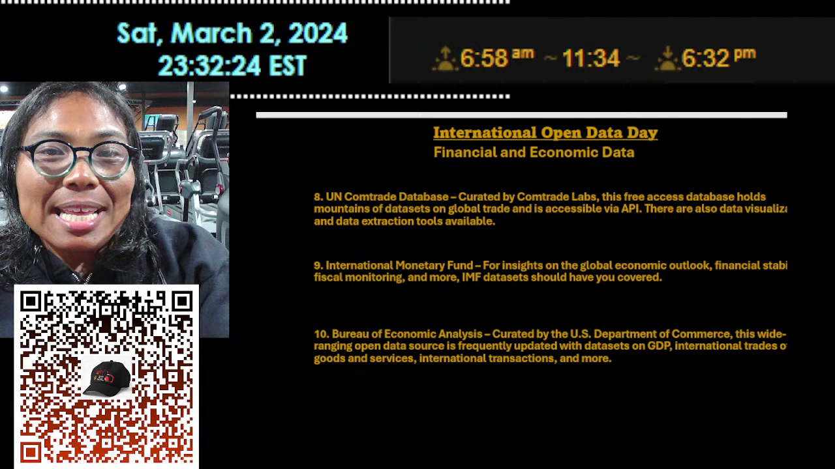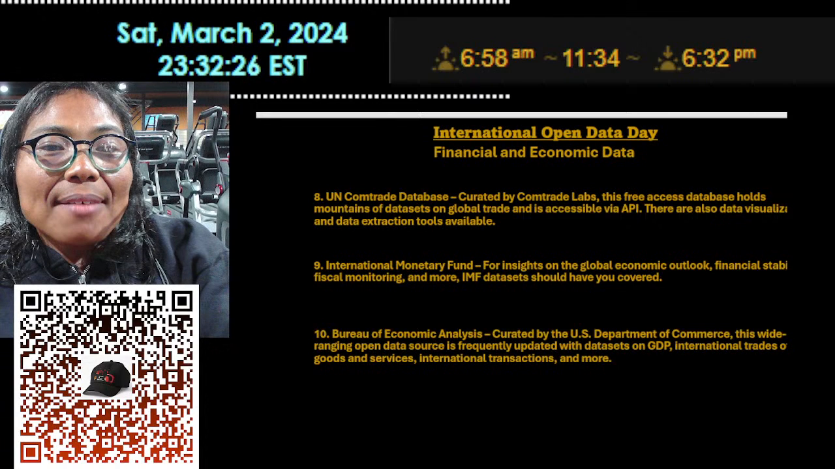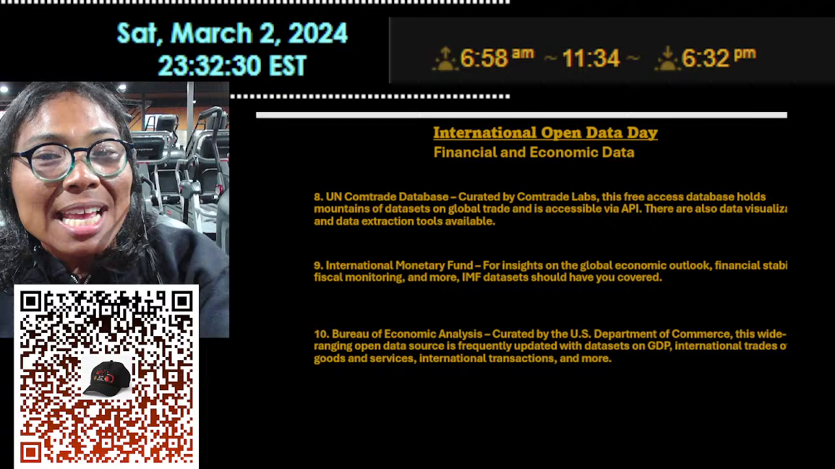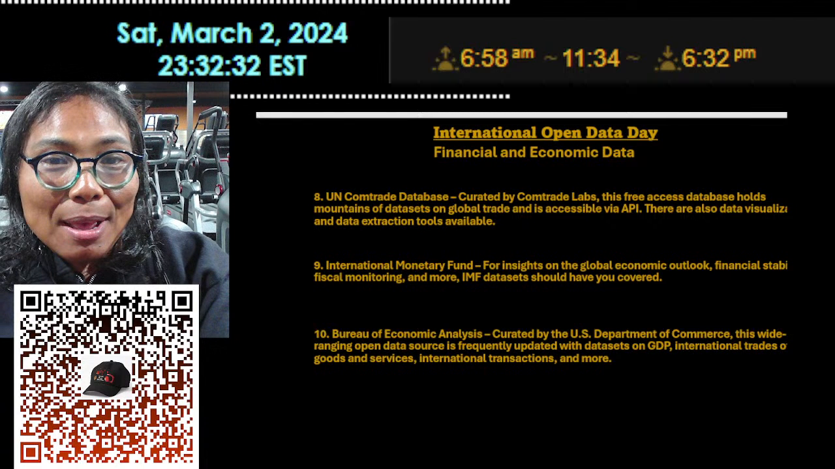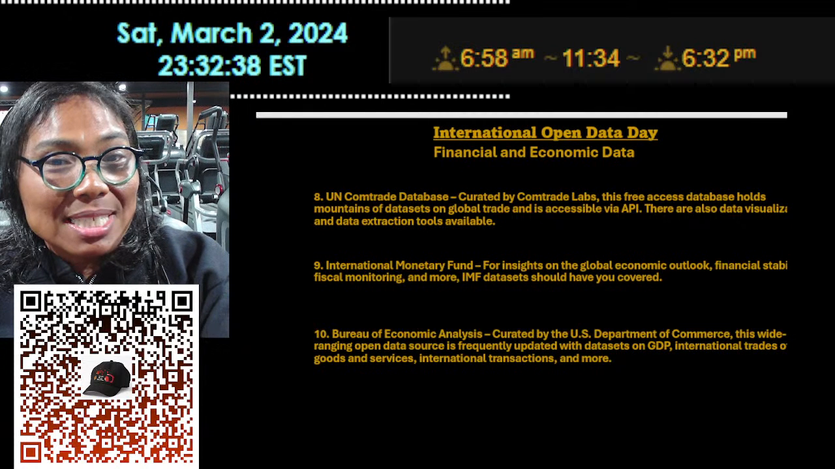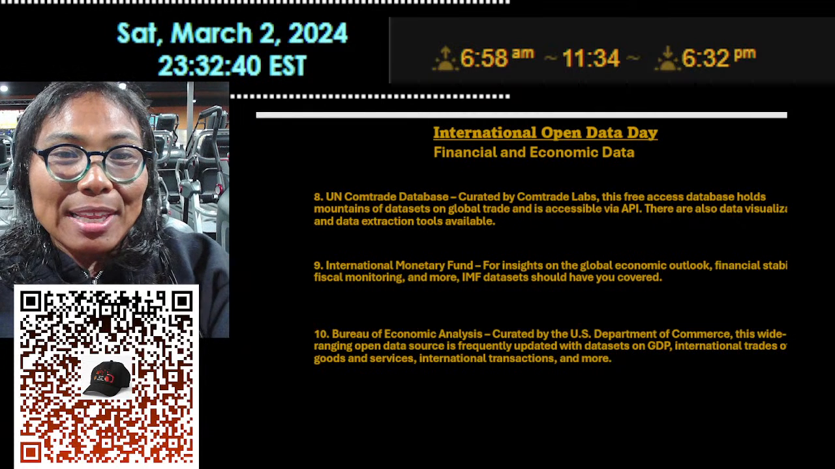the next data set we have is the UN Comtrade database. It's curated by Comtrade Labs. This free access database hosts mountains of data sets on global trade and is accessible via API. There are also data visualizations and data extraction tools available.